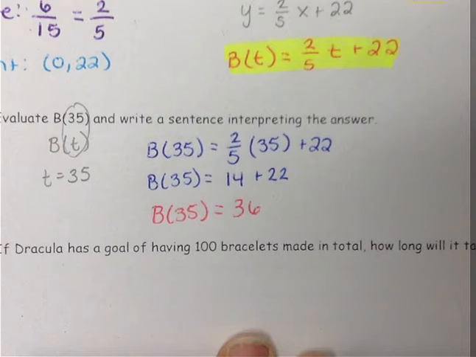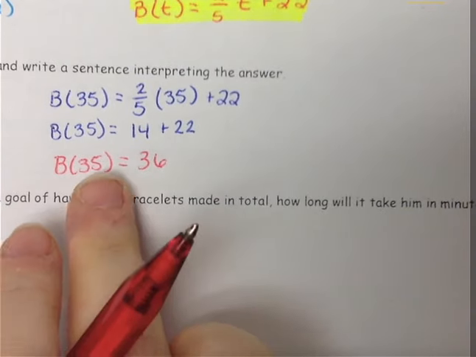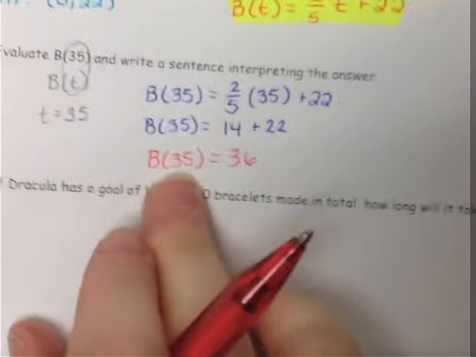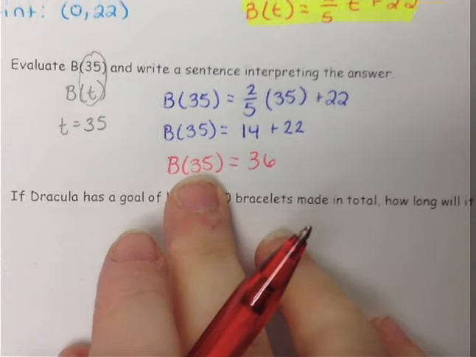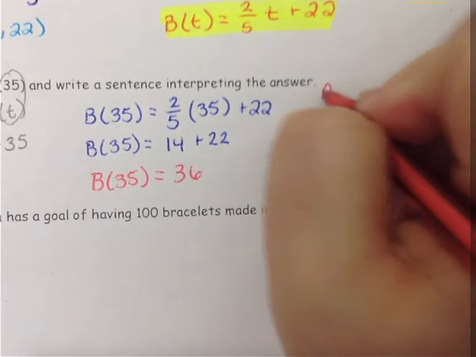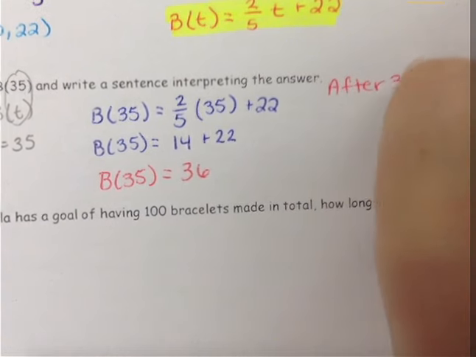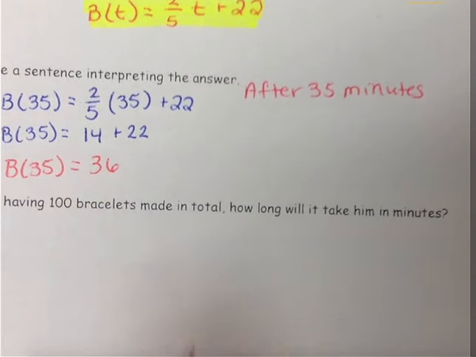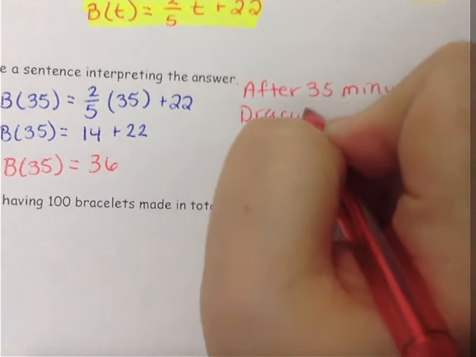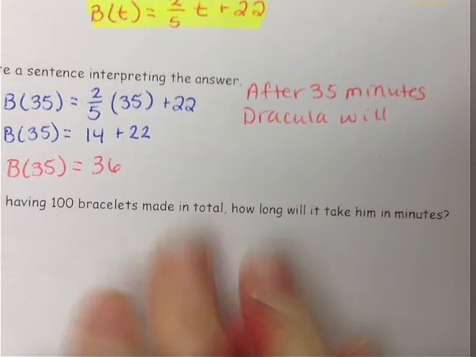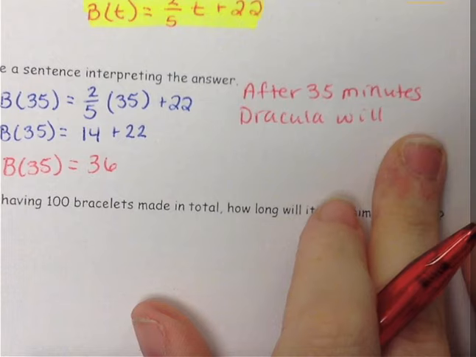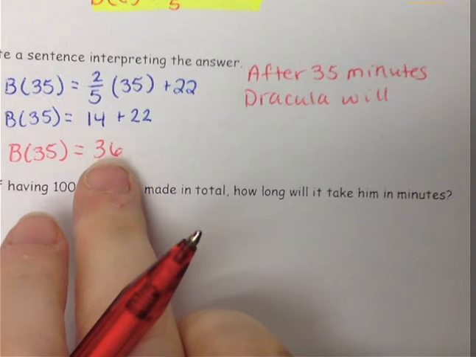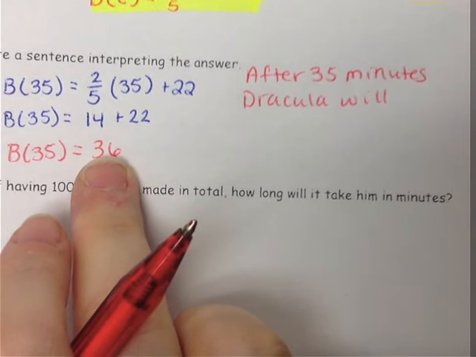Now it also asks to write a sentence interpreting this answer. So to interpret this answer, we want to talk about both of these numbers, 35 and 36. The 35 represented the time. That's 35 minutes. So after 35 minutes, Dracula will, so the next word is either going to be have or make, because we're talking about the bracelets that is going for the charity fundraiser. So will Dracula make 36 bracelets, or will he have 36 bracelets?